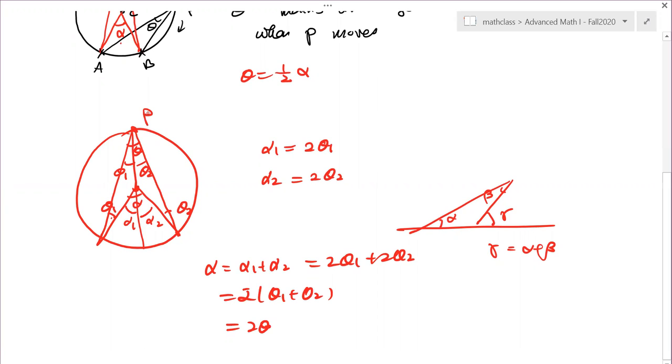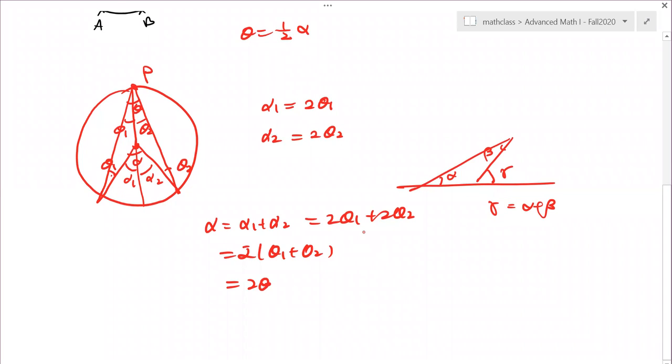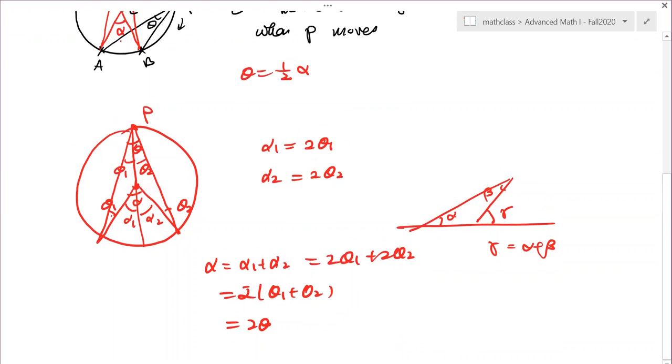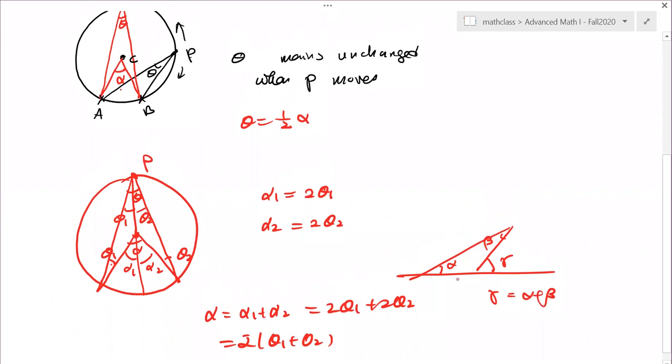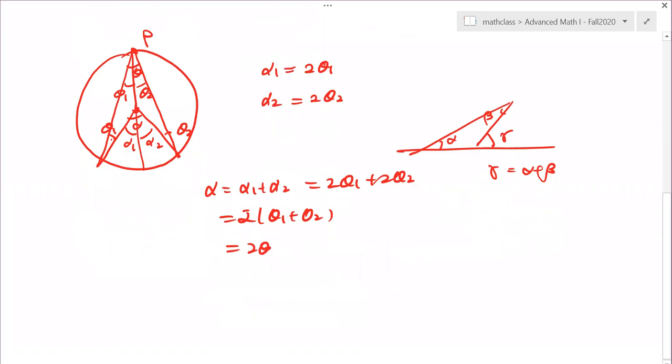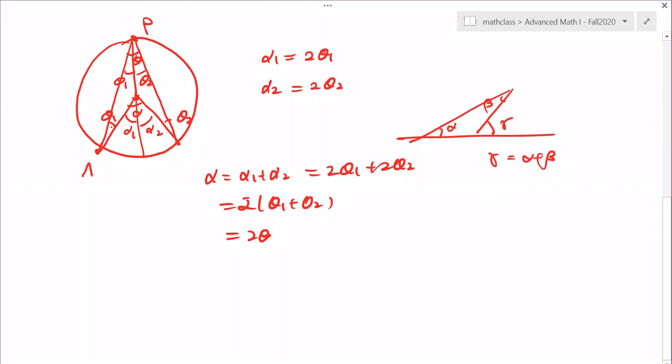Actually, when doing this proof, I do not assume P is right above the center. Otherwise, theta 1 equals theta 2 and alpha 1 equals alpha 2. Now we do not assume that. You can move P slightly away from the middle point, and this is still true. I hope you remember how to prove that gamma equals alpha plus beta in this triangle. So that's all we need. As long as these 2 points A and B are fixed, the angle at point P remains unchanged.